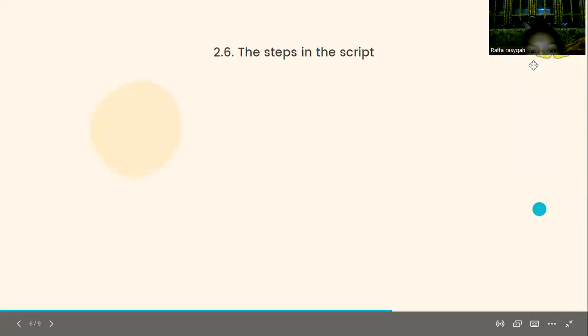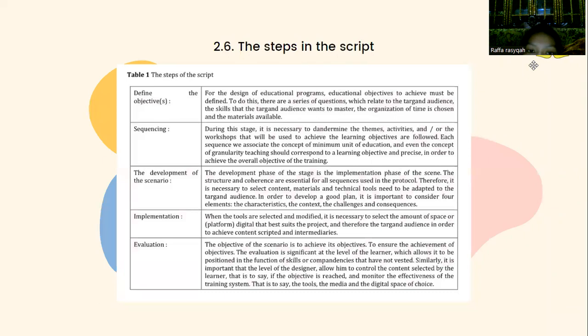And then this is point 2.6, the steps in the script. You can see on the screen the steps of the script. First, the objective is defined. To do this, there are a series of questions related to the target audience, the skills that the target audience wants to master, the organization of time chosen, and the materials available.